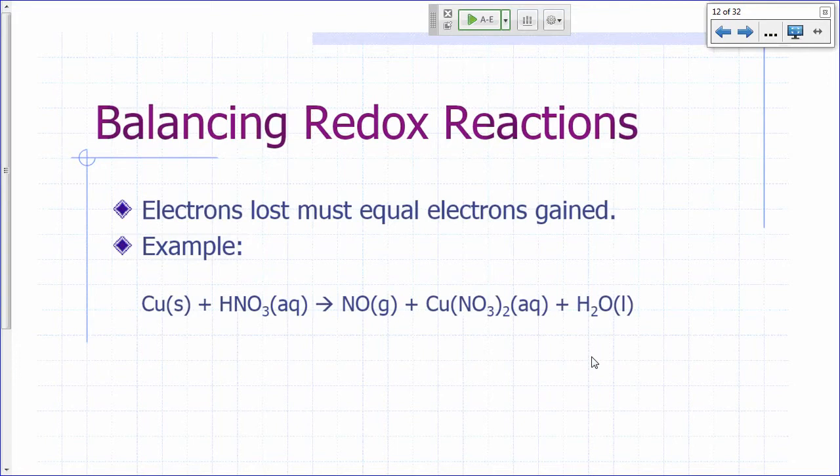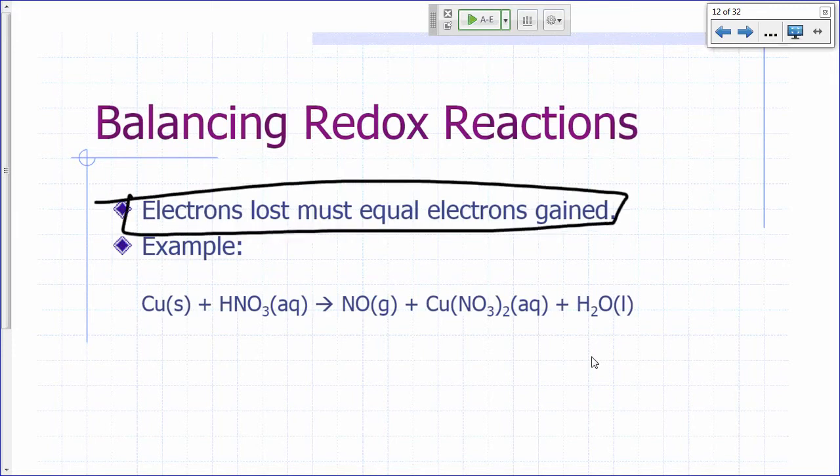Now, it helps a little bit if you do a little algebra to balance it, but it's pretty much a necessity that you take into account electrons lost and electrons gained when balancing a redox reaction. That helps a lot in figuring it out, especially if you're going to do it by trial and error. In a balanced redox reaction, if something gets oxidized, something else must get reduced. If something loses electrons, those electrons are gained by something else.